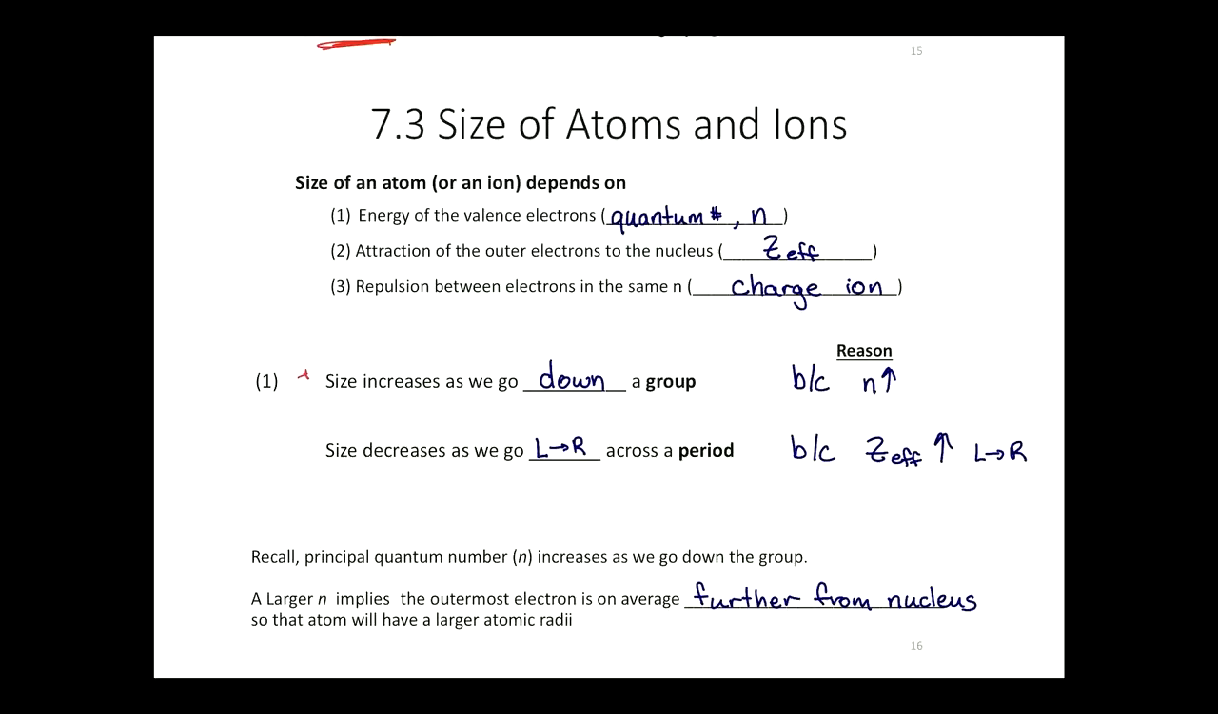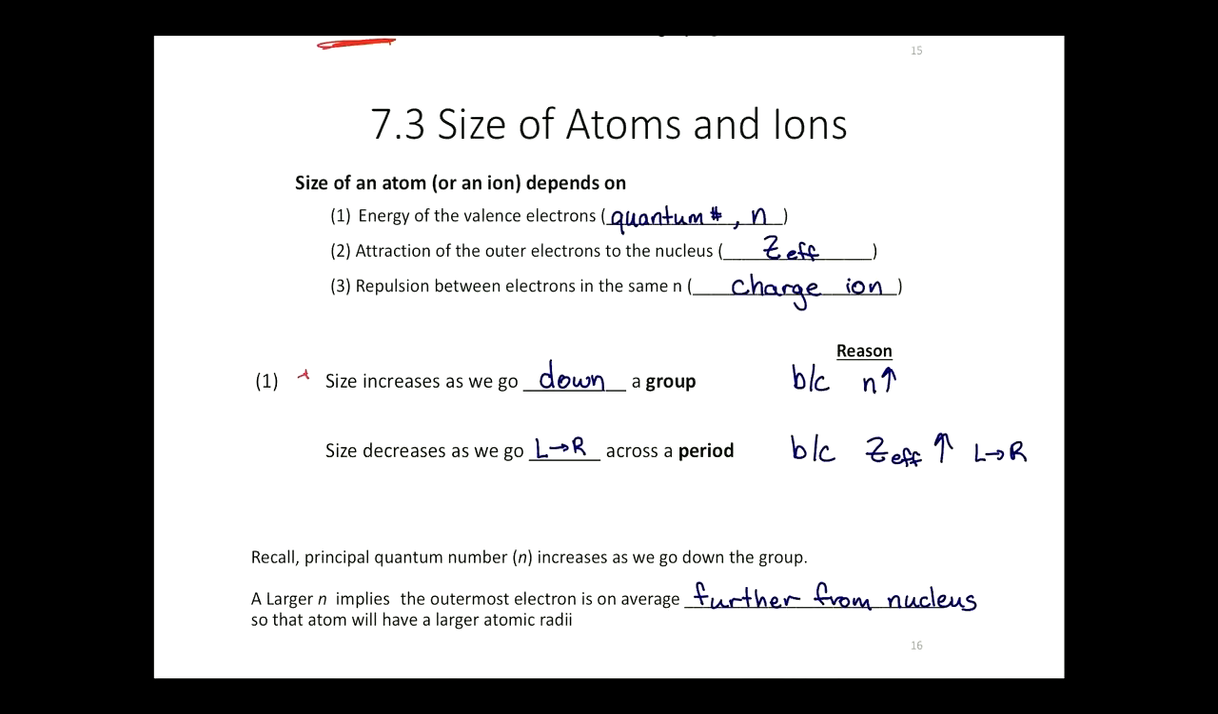The second one is the trend going left to right across the periodic table. Size actually decreases going left to right, and it's because of the increase in effective nuclear charge. I will mention that this is not intuitive. If you go from sodium to argon, aren't our elements getting heavier going left to right? You would assume that if things get heavier, they get bigger, but that's not what we see. When we go left to right across the periodic table in the same period, the atoms actually get smaller.